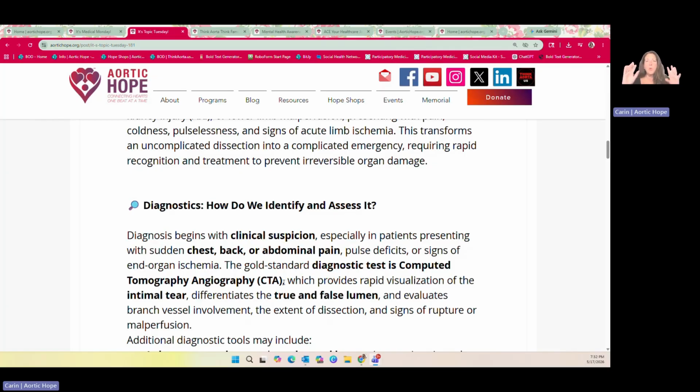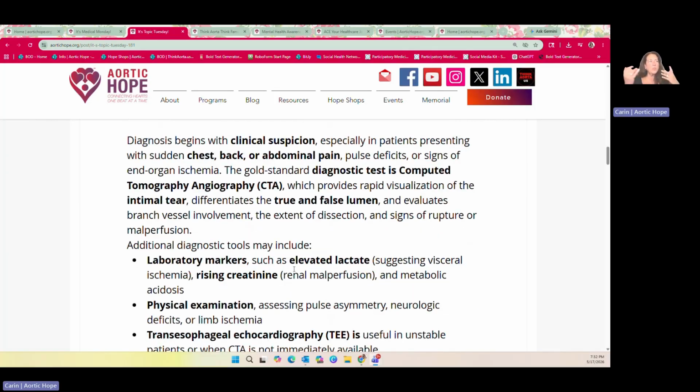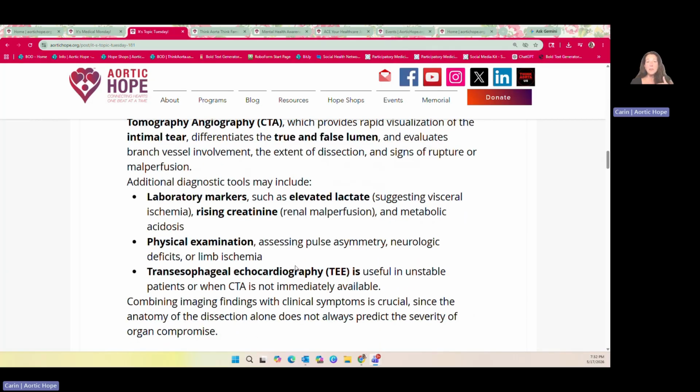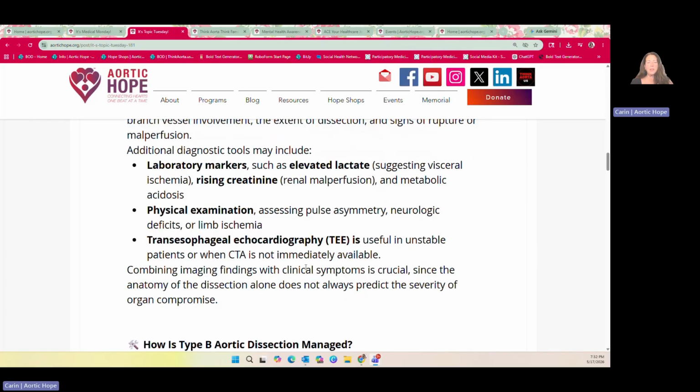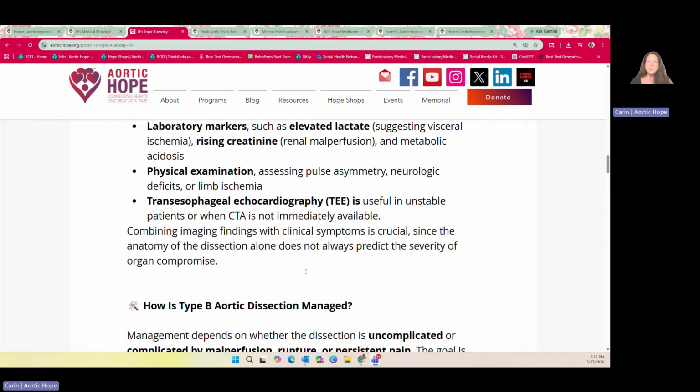Just like a type A, the gold standard is going to be your CTA. So this is rapid visualization of the tear and the true and false lumen. You might also do lab markers like an elevated lactate, rising creatinine, physical exam, a TEE, so going down the transesophageal, doing a transesophageal echocardiography. That's really useful when there is no CTA available. When you combine all these things together, they can usually make a diagnosis one way or another.